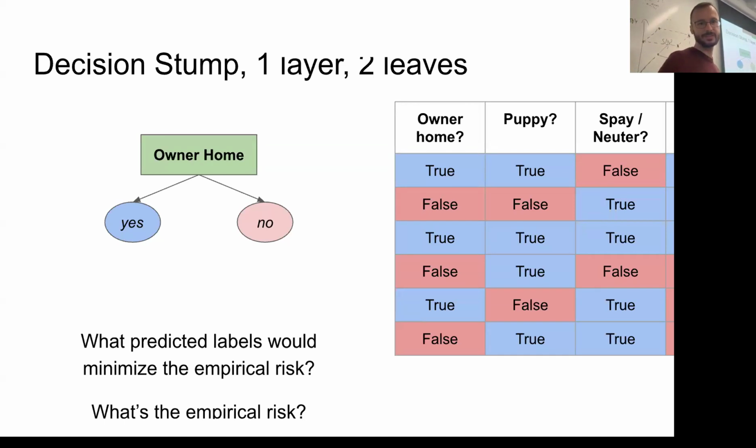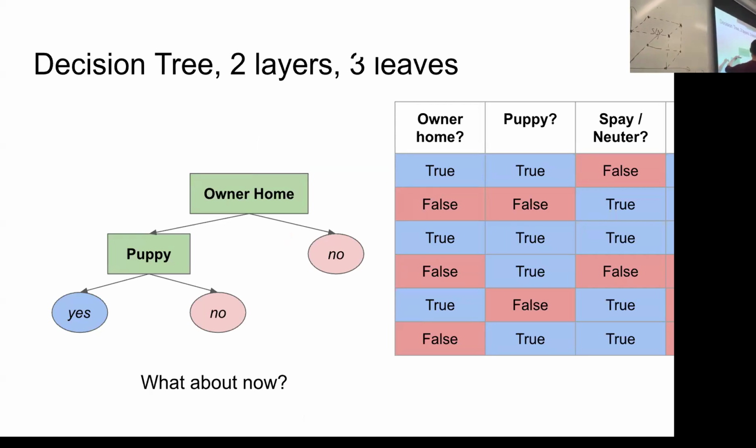So let's make the tree a bit more complex. We add a second layer, right? We split on another feature. And in this case, we will have 3 leaves on the decision tree. So we say first split whether the owner is home. If the owner is home and the dog is a puppy, we end up in this leaf. We have to predict something. We will figure out in a second what we should predict here. If the owner is home, but the dog is not a puppy, we have another leaf. Again, we will figure out what we need to predict here in order to minimize the loss. And the third leaf is that the owner is not home. And we will make a prediction here as well. So what should we predict on these 3 leaves in order to minimize the loss on the training set?